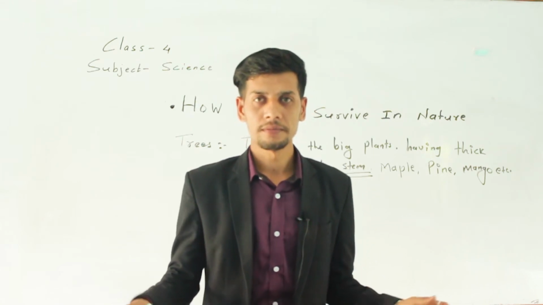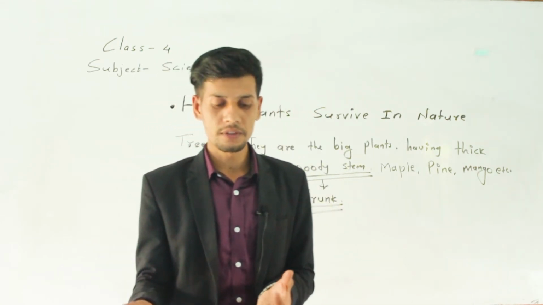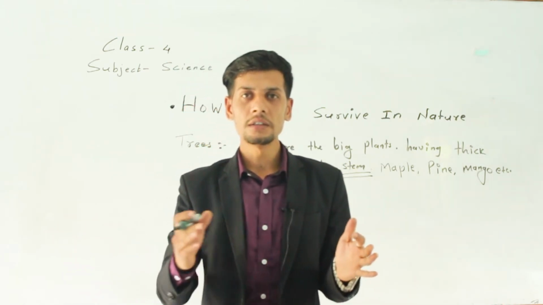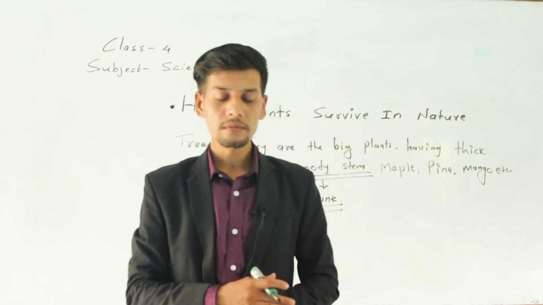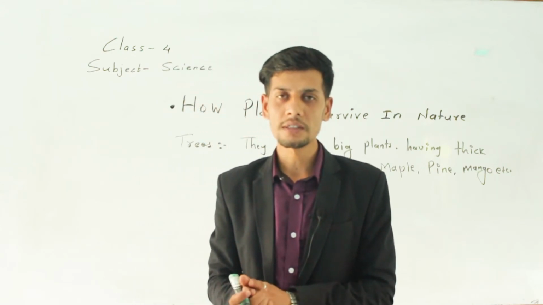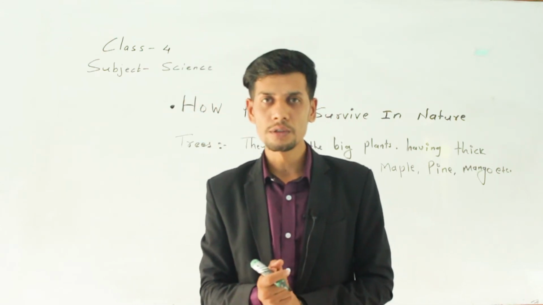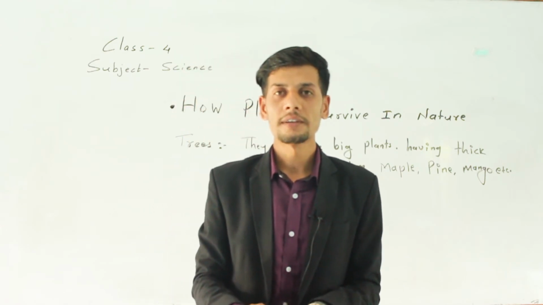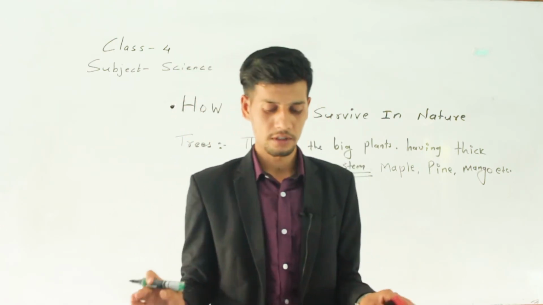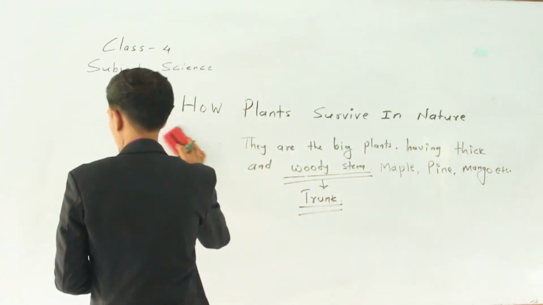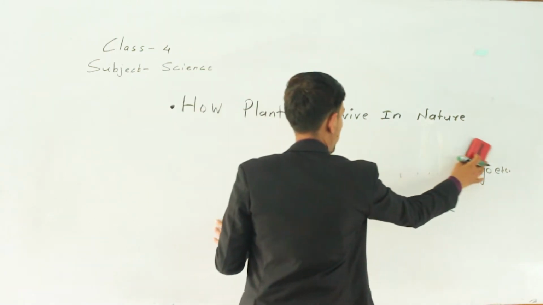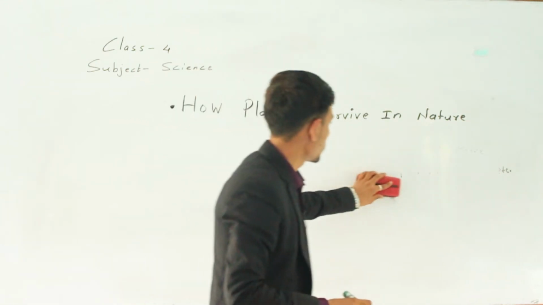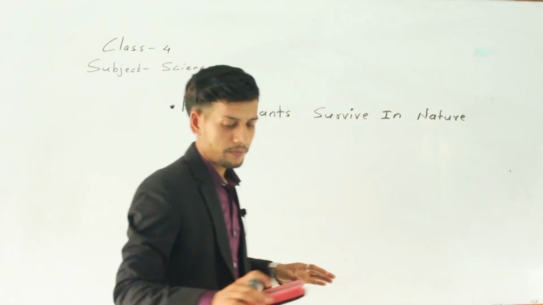Besides herbs, shrubs and trees, in our nature there are other types of plants. They are climbers and creepers. So let us discuss climbers and creepers. So the first one is climbers.